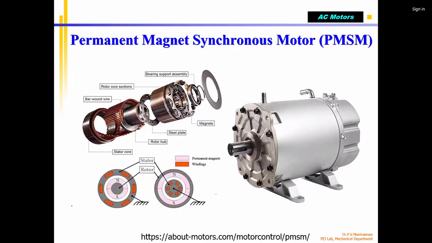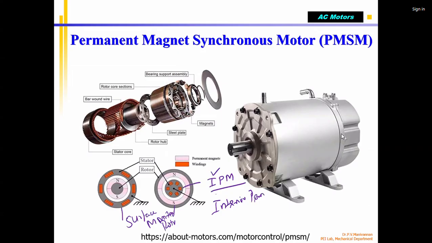Correct? So now you can see that here there's a cross-sectional view. There are two types of rotors. One is called the interior permanent magnet rotor, IPM. That means interior permanent magnet rotor. The other one is surface mounted. The rotor can be of two types.